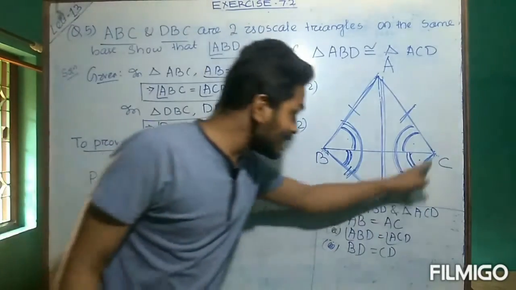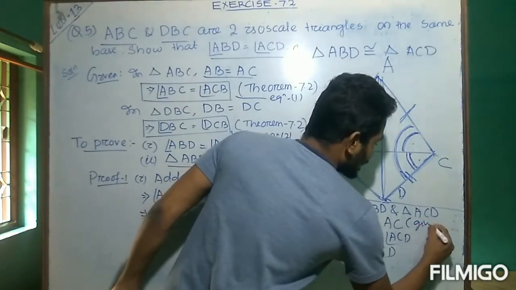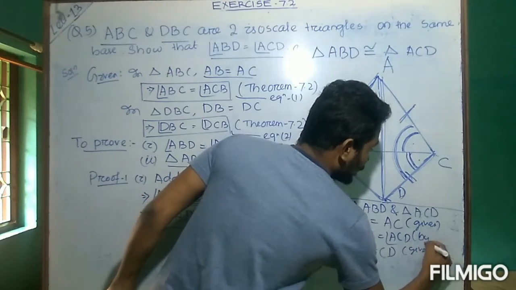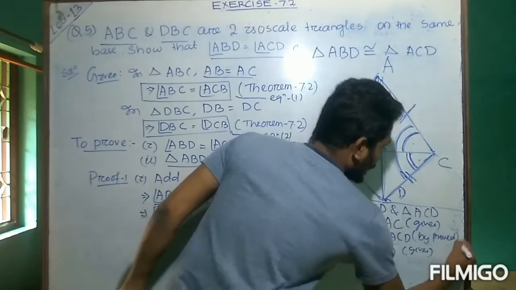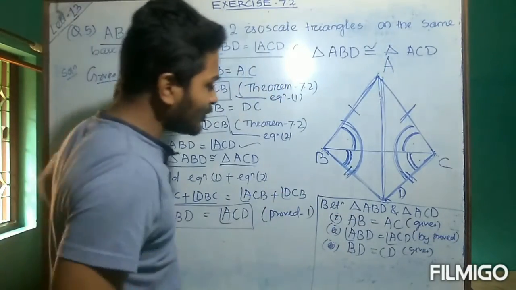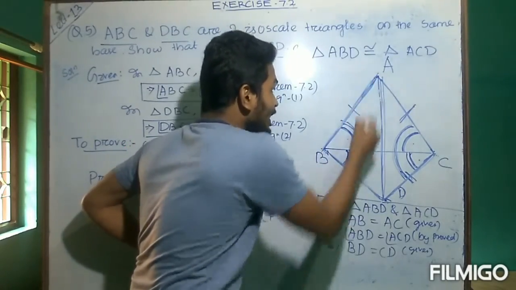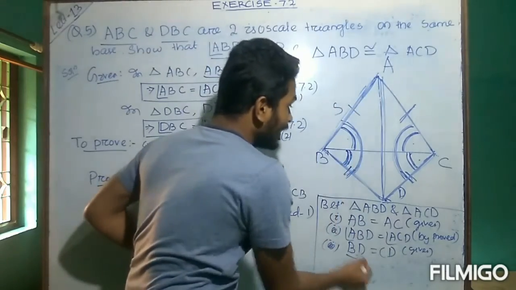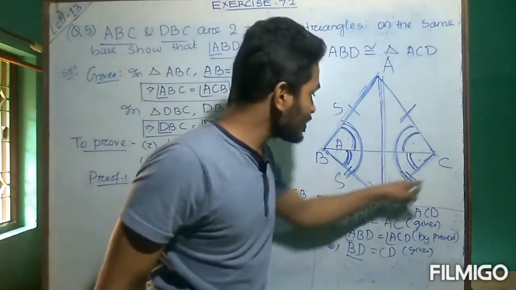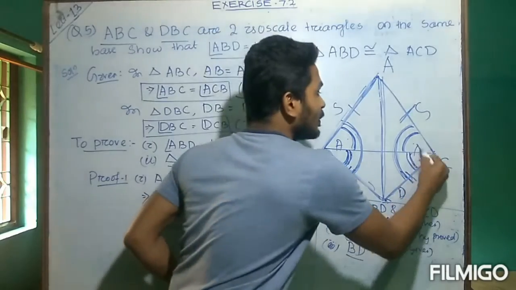Why? Because BCD is also an isosceles triangle in which BD is equal to CD. So you can write it is given, or proved. Now what have we identified here? We have identified that for this triangle ABD, this side AB and BD side and the angle. So this is the included angle. Similarly for this triangle ACD, this side AC and CD, this side and the included angle.